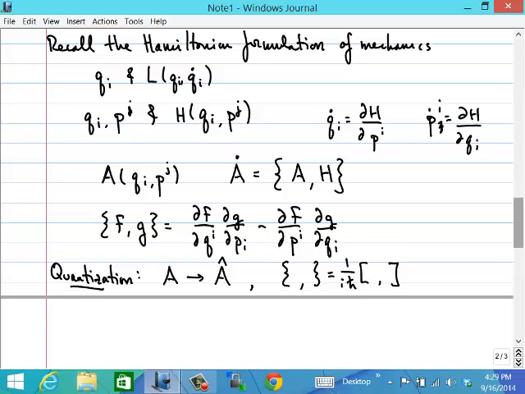And the only thing now that is lacking is the dictionary that relates the Lagrangian and Hamiltonian formulations of mechanics, which is that given a Lagrangian that specifies the dynamics of some particular system, the momenta p_i conjugate to some degree of freedom q_i is just ∂L/∂q̇_i, and the Hamiltonian is equal to p_i q̇_i minus L. Okay. Yes, question.